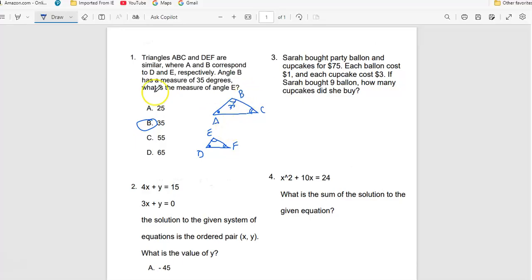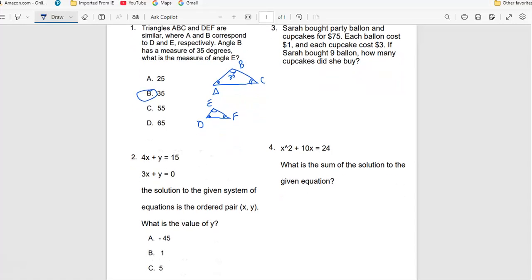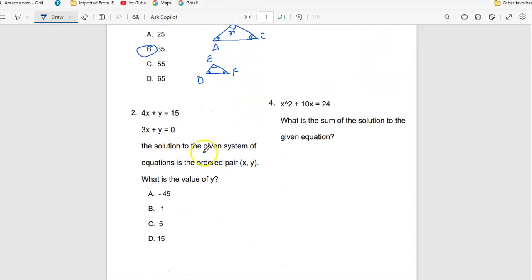Alright. For the second one, we have a system of equations. The first equation is 4x plus y equals 15. The other equation is 3x plus y equals 0. The solution to the given system of equations is the ordered pair (x, y). What is the value of y?